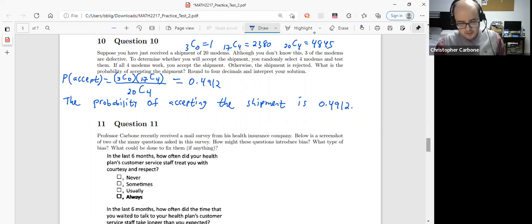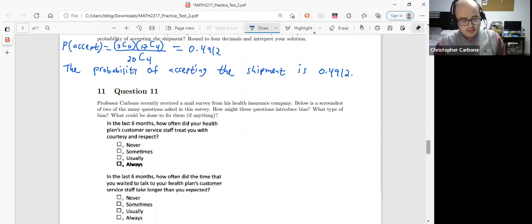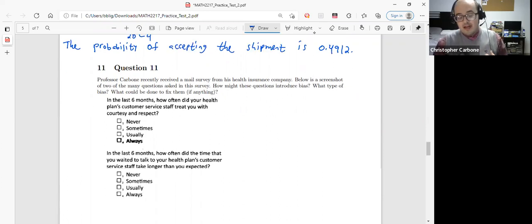The 11th question I have is, let's say I recently received a mail survey from my health insurance company. Below is a screenshot of 2 of the many questions that are asked in the survey, and as I asked there, how might these questions introduce bias, what type of bias, and what can be done to fix them?